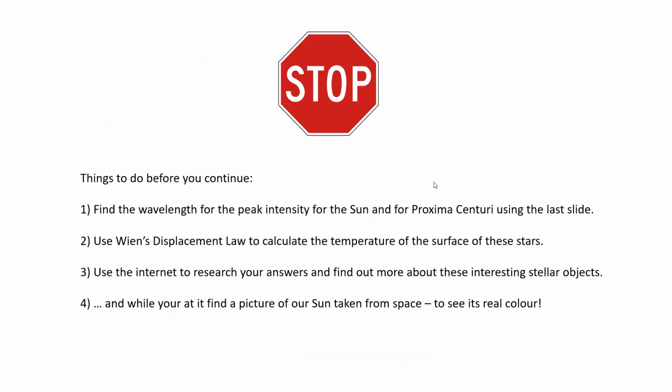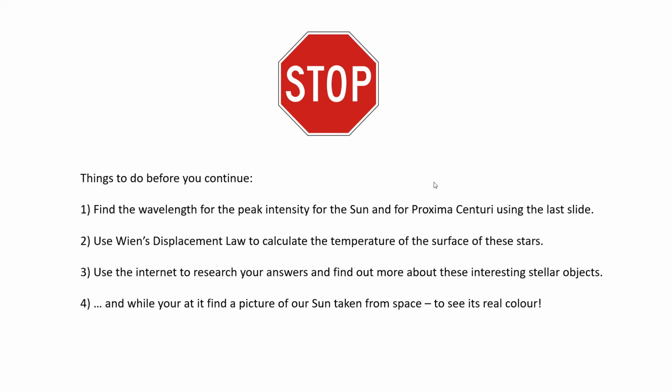So find the wavelength for the peak intensity for the Sun and for Proxima Centauri using the last slide. Then use Wien's displacement law to calculate the temperature of the surface of these stars, and use the internet to research your answers and find out more about these interesting stellar objects, including trying to validate the temperature that you just got from Wien's displacement law. Oh, and by the way, while you're there, why don't you find a picture of the Sun, our star, taken from space, just to check that it really is white and not yellow. A picture taken from the International Space Station or something like that would be great.